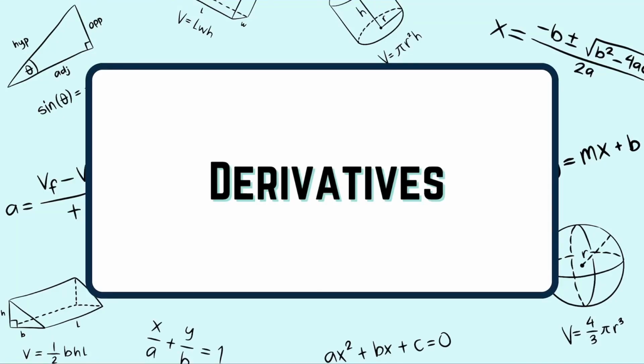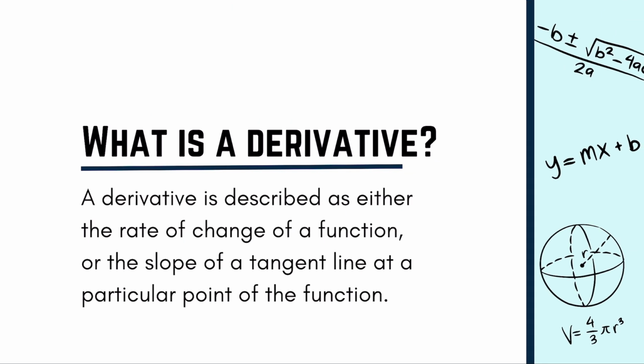Hello, so today we're going to talk about derivatives. So you might ask, what is a derivative? A derivative is described as either the rate of change of a function or the slope of the tangent line at a particular point of the function.